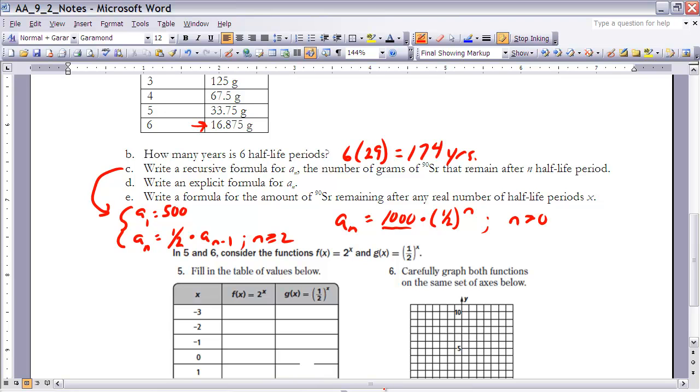And then part E says write a formula for the number of particles remaining after any real number of half-life periods x. If I'm going to write that as a function, I can say f of x is equal to the starting amount, 1000, times 1/2 raised to the x power. So here's my starting value, and here for half-life the growth rate is 1/2. That's the thing that we really have to remember about half-life, is that growth rate will be 1/2.